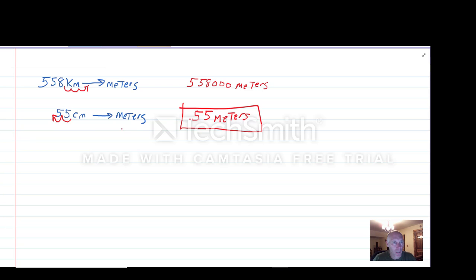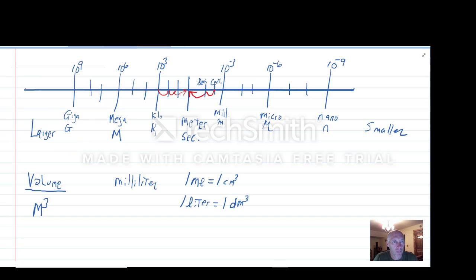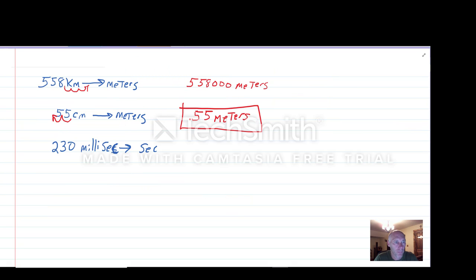All right, let's try another one here. Let's do 230 milliseconds. So if I have 230 milliseconds, and let's say I want to convert that to seconds. Okay, so here I am at milliseconds, and I want to go to seconds. I'm going to go 1, 2, 3 loops to the left. Final answer, 0.23, you don't need the 0 on the end, lowercase m, seconds, not capital M, that would be megaseconds. Okay, so there's a few examples.